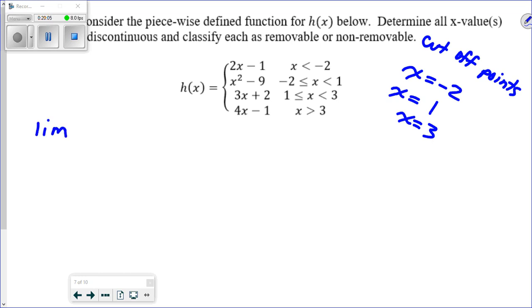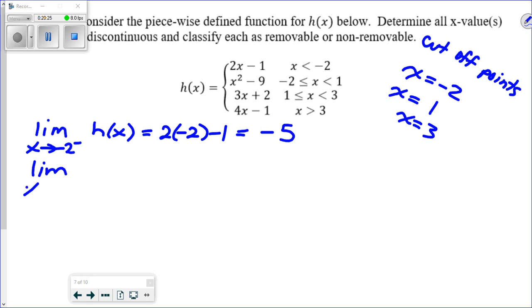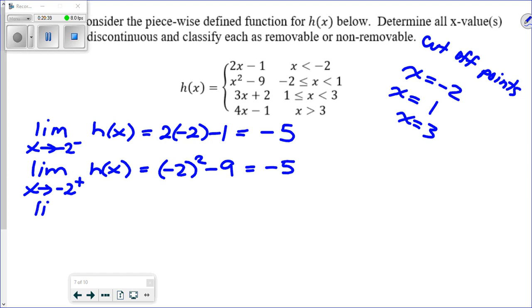Let's start with -2. We need to evaluate the limit as x approaches -2 from the left, which means we're going to plug into the 2x minus 1, and that ends up equaling -5. And we're going to find the limit as x approaches -2 from the right, which means we're going to plug into the x squared minus 9, and we're going to get -5, which leads us to the conclusion that the limit as x approaches -2 of h of x equals -5.